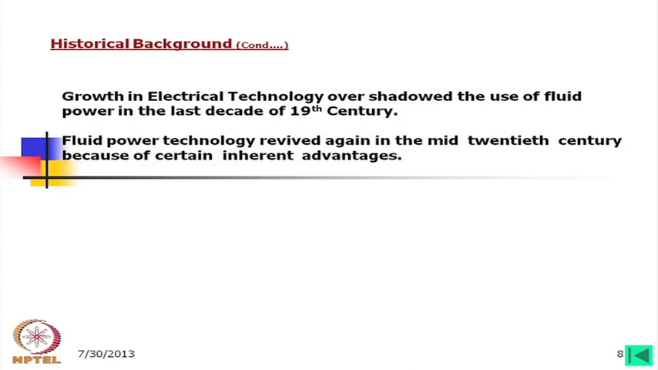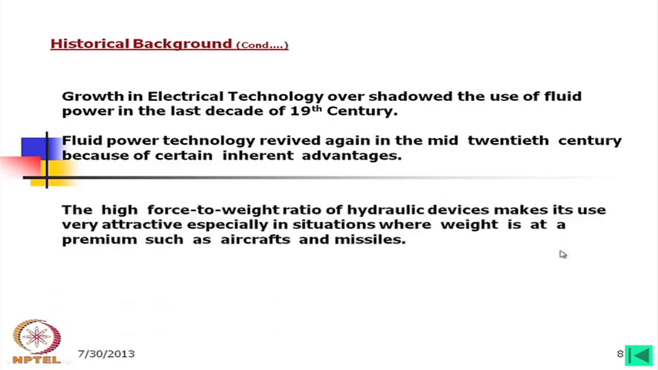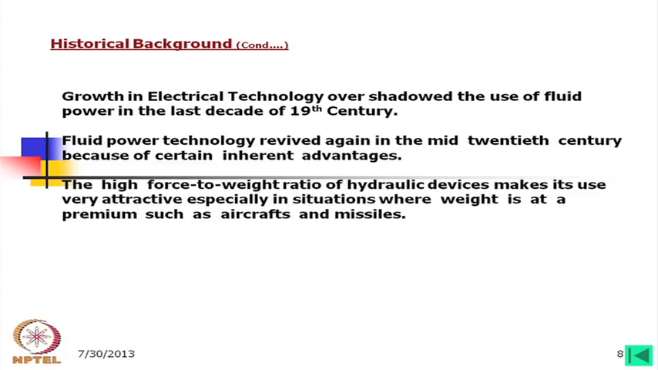Fluid power technology revived again in the mid 20th century because of certain inherent advantages. The high force to weight ratio of hydraulic devices makes its use very attractive, especially in situations where weight is at a premium, such as aircraft and missiles. Sometimes it is called force to weight ratio, sometimes inertia to torque ratio. If we consider inertia to torque ratio and force to weight ratio, this is just a reverse. In case of fluid power devices, force to weight ratio is high in comparison to the mechanical and electrical devices.